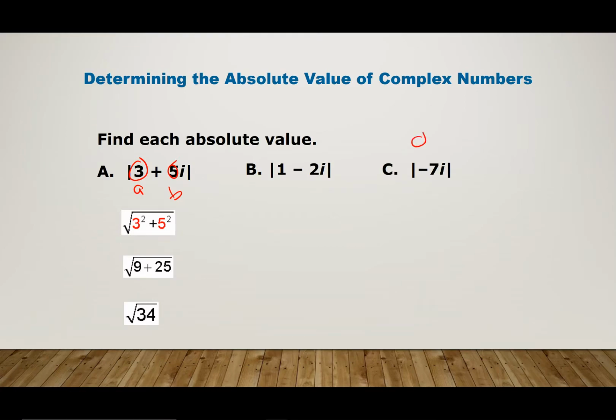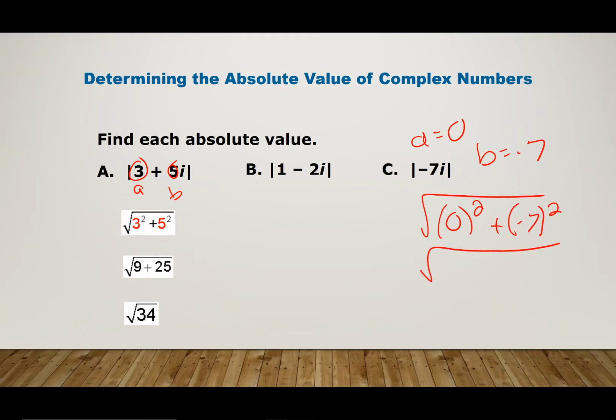So A in this case is 0. B is negative 7. Okay, so when you're using the formula, you would have 0 squared plus negative 7 squared. And this would be the same thing as 0 plus 49. 0 plus 49 is 49, and the square root of 49 is 7.